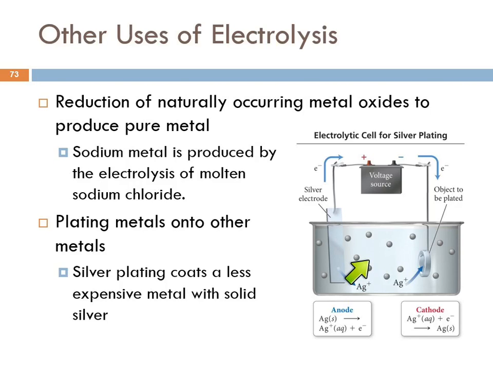Wait, that's the wrong picture. Sorry, don't look at that picture yet. Pass electric current through it, and you can produce sodium metal at one electrode and chlorine gas at the other.